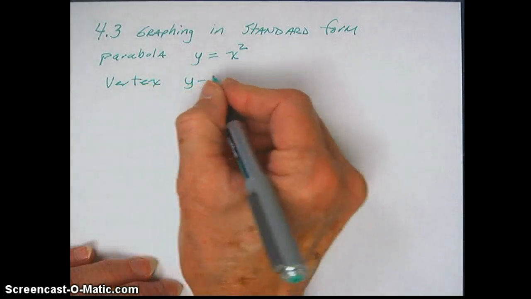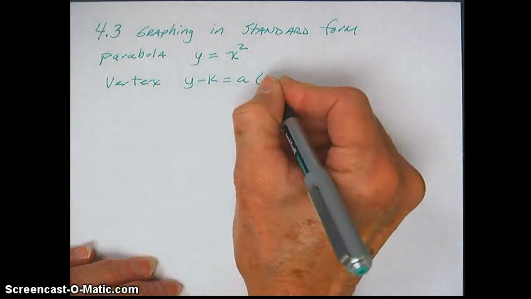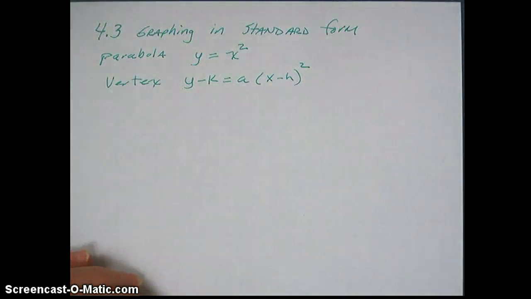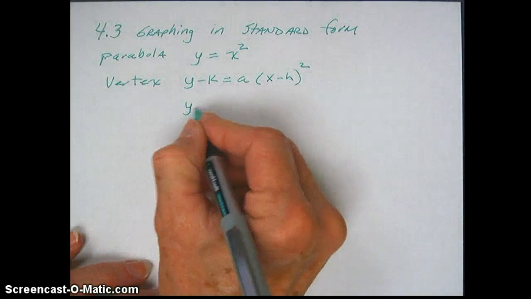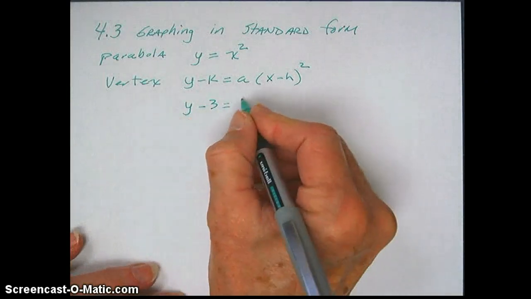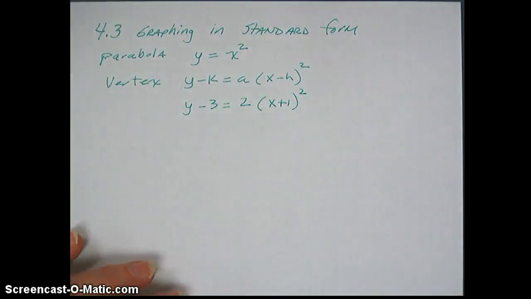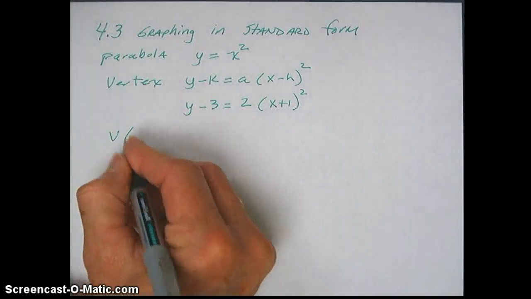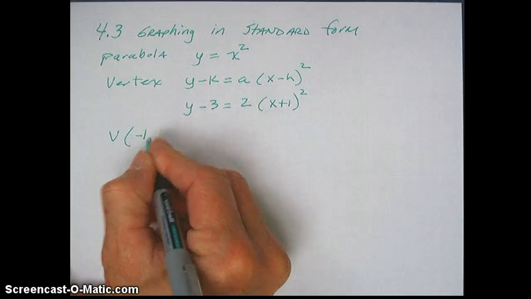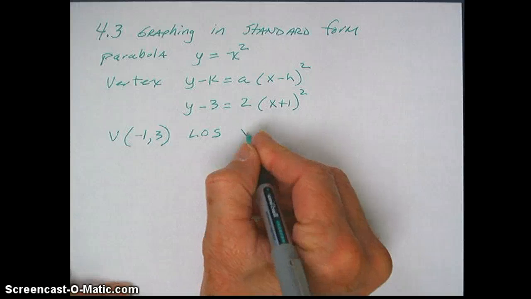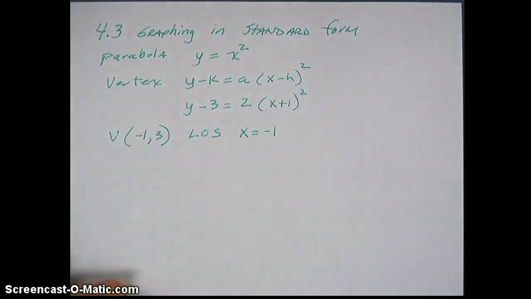Vertex form is y minus k equals a times x minus h quantity squared. So let me give you an example. If I have y minus 3 equals 2 times x plus 1 quantity squared, let's review what we know already about vertex form. Our vertex would be at negative 1, 3. We have a line of symmetry right at x equals negative 1.